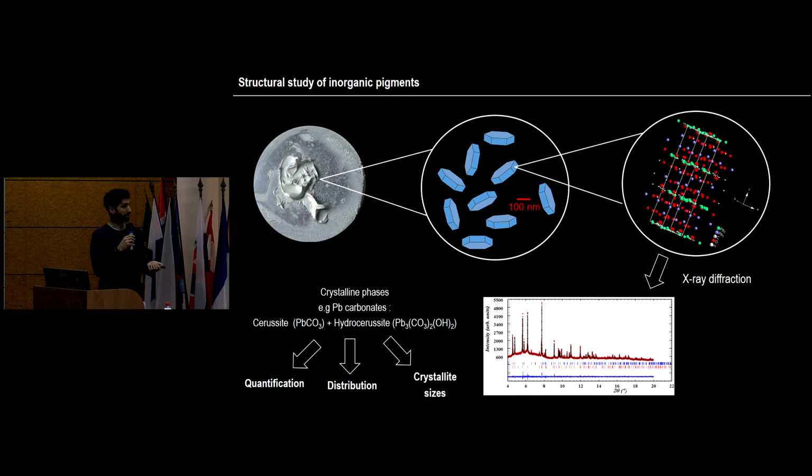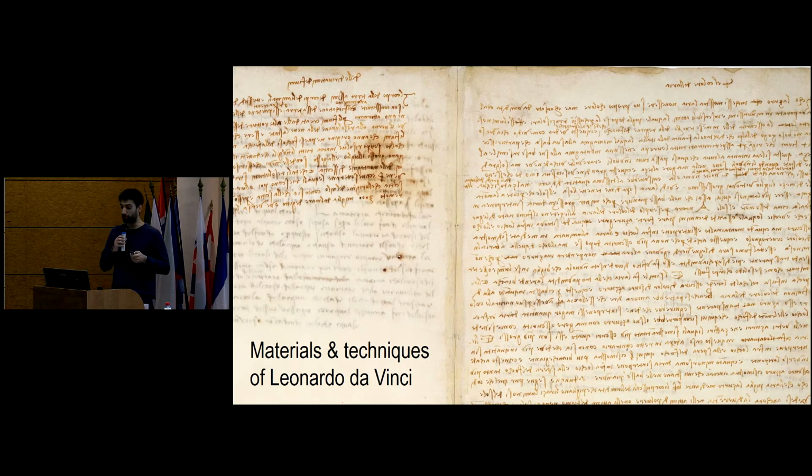And finally, I will try also to access the crystallite sizes, because this also is a clue on how the pigment was prepared and evolved. So let's start with some examples regarding Leonardo da Vinci.